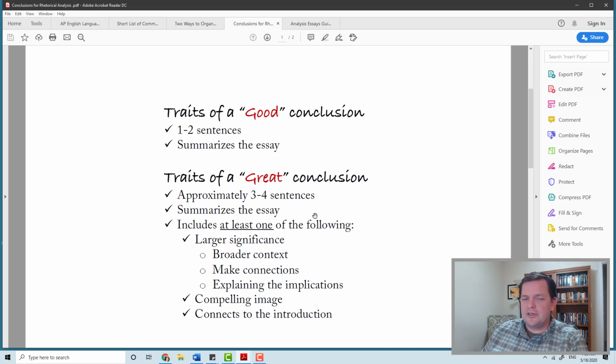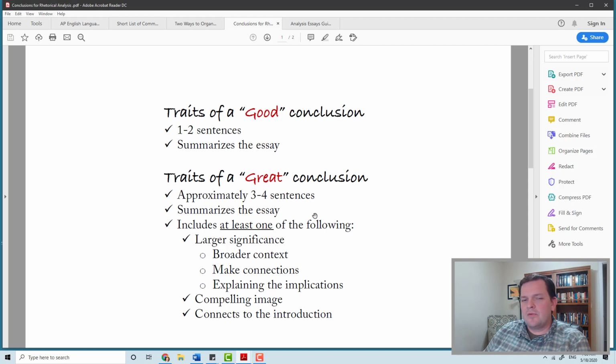So a good conclusion will typically be 1 to 2 sentences, and it will summarize your essay. Right? So you'll say, this is what I did, without saying this is what I did. You never want to talk about your essay directly, but you do want to in some way refer back to what's happened. A great conclusion may be a little bit longer. It will summarize the essay, but it will also include one of the following elements.